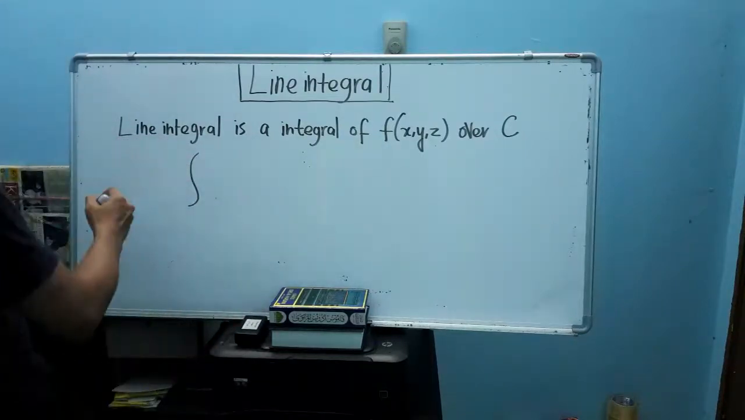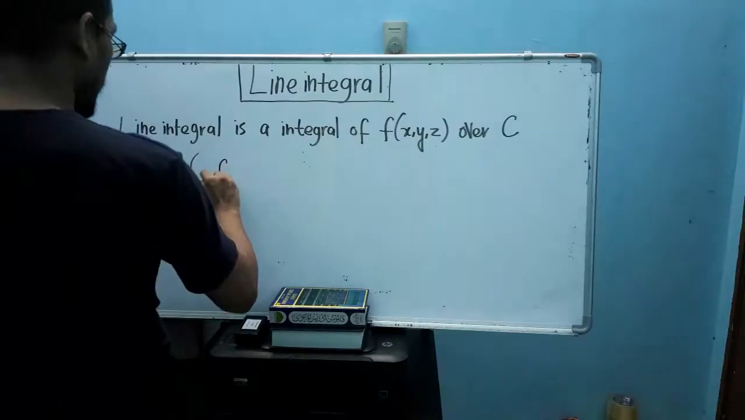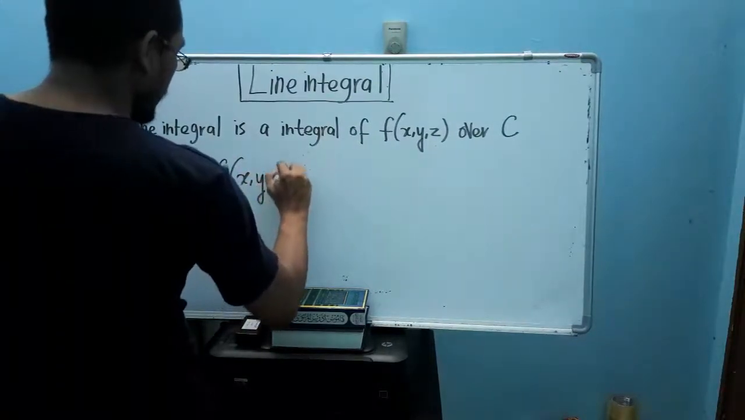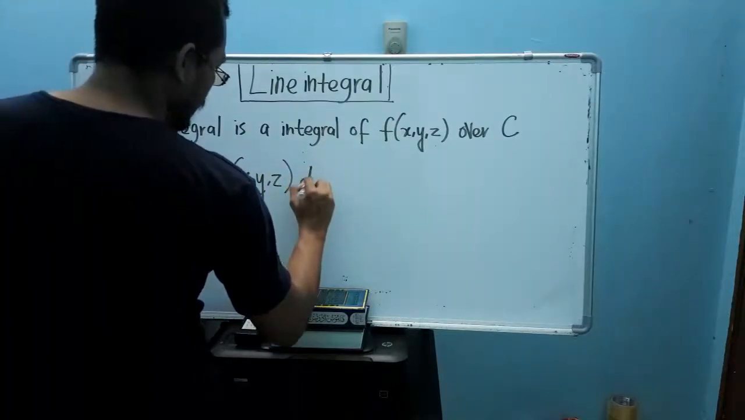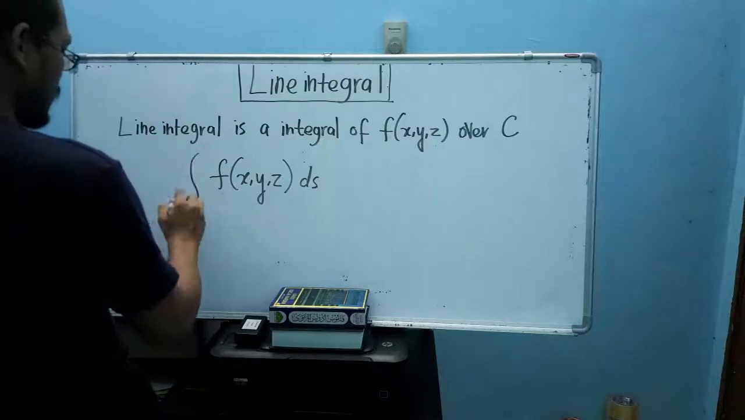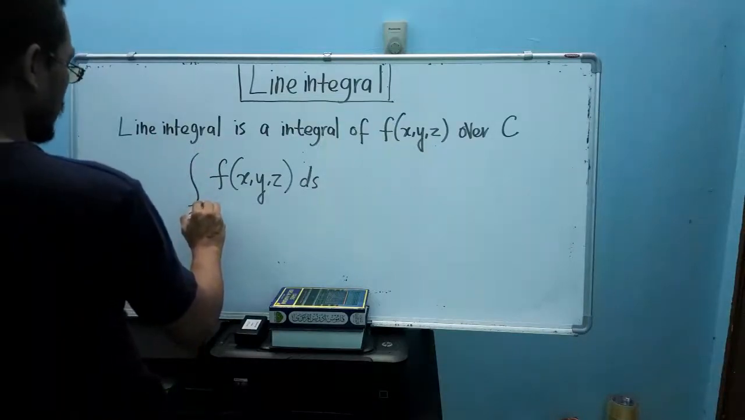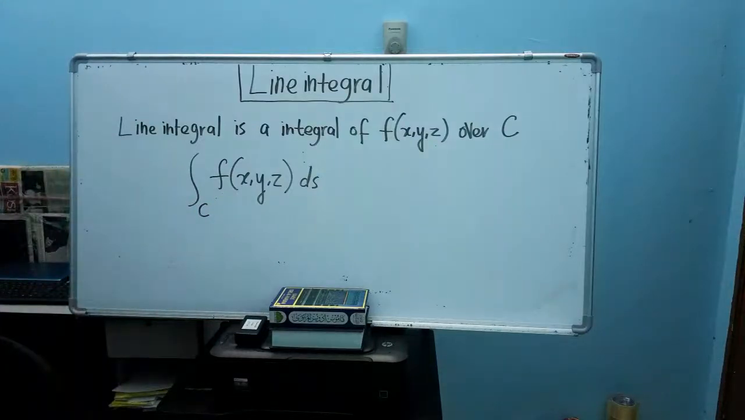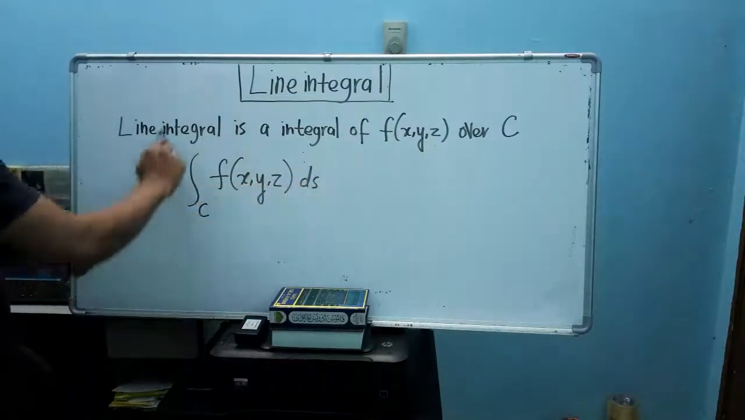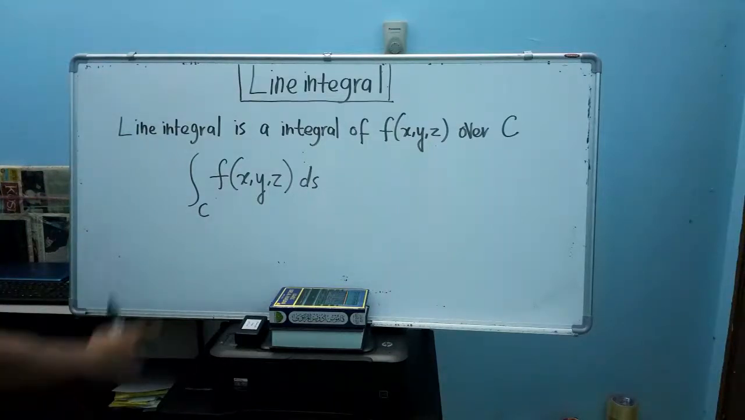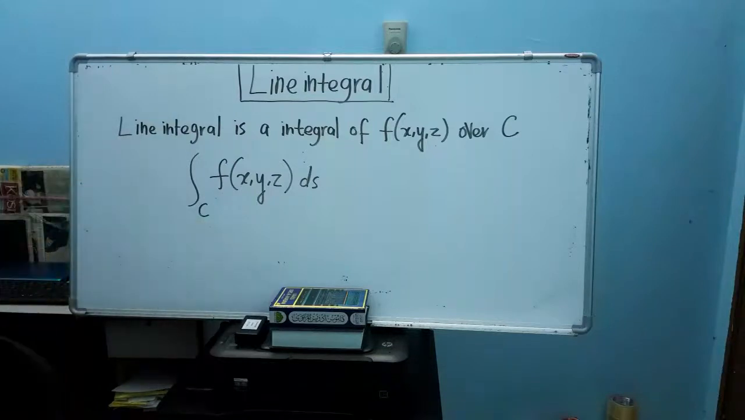So now we have a single integration here, and then I will have this function f(x,y,z), and then I will have ds, small s, and the limit of integration should be with respect to curve C. Such notation we call a line integral, over C.